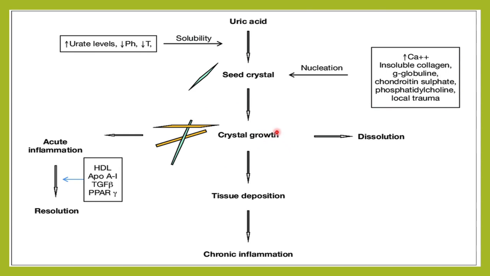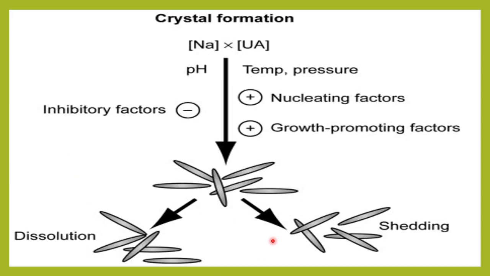So this crystal growth, it can break and we can dissolve it, or what happens is, this crystal growth can cause acute inflammation. It can have a war with the inflammatory cells and we might start getting acute inflammation. This crystal growth can start depositing in the tissues and that can lead to chronic inflammation. So here you will see that the pH, the temperature, the pressure, all this will have an effect on this crystallization.